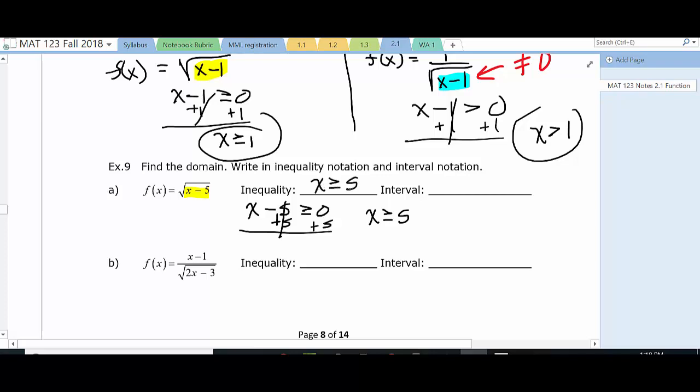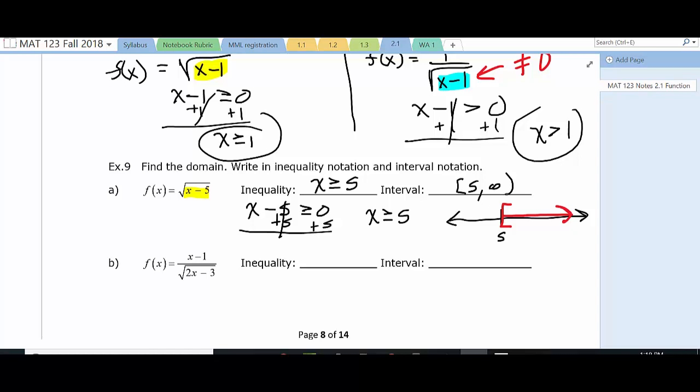Then if you looked at a number line graph, what this would mean is you're at 5, you're including 5, and you go forever to the right. So the interval on that would go like this: bracket 5, comma, infinity. All you're trying to do is figure out what makes x minus 5 greater than or equal to 0. Does everybody follow me okay there?